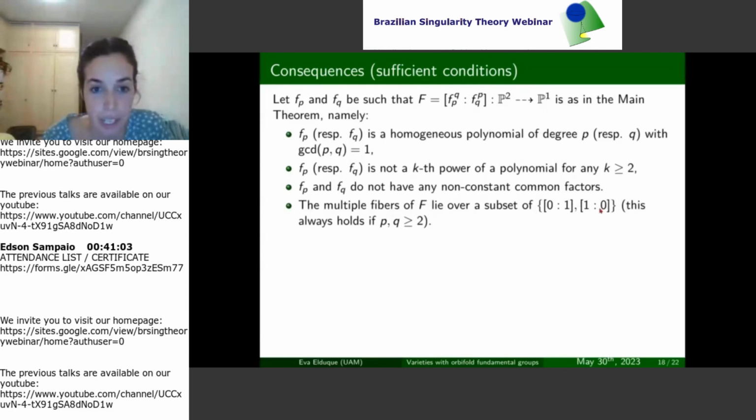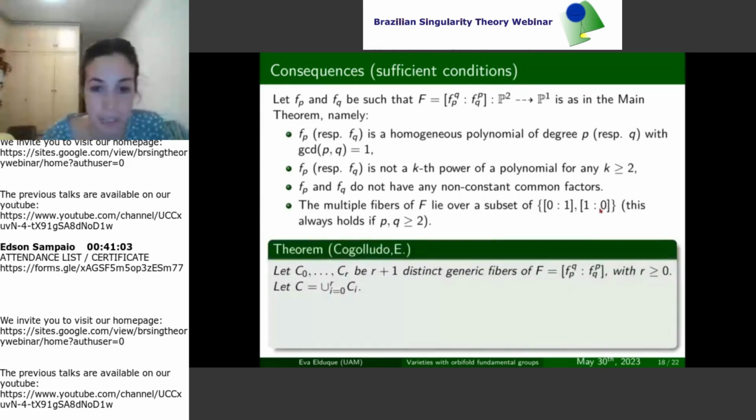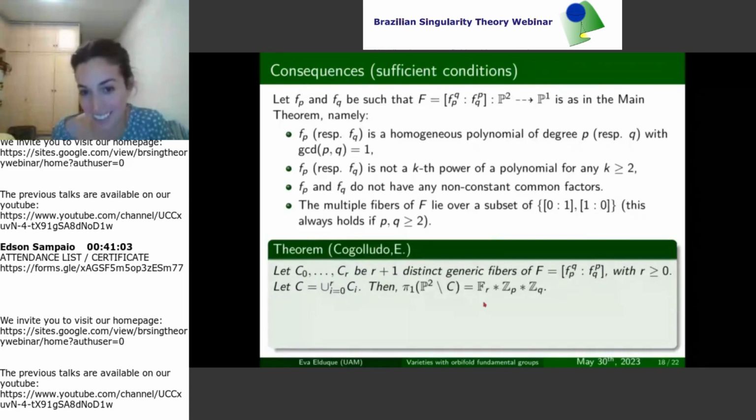And our theorem is, if you just take R plus 1 generic fibers of something like this, then the fundamental group that you're going to get is this. It is a free group of rank R, free product C mod P, free product C mod Q. And so if you just take one generic fiber, you get a curve with the same fundamental group as Oka's example, generically.